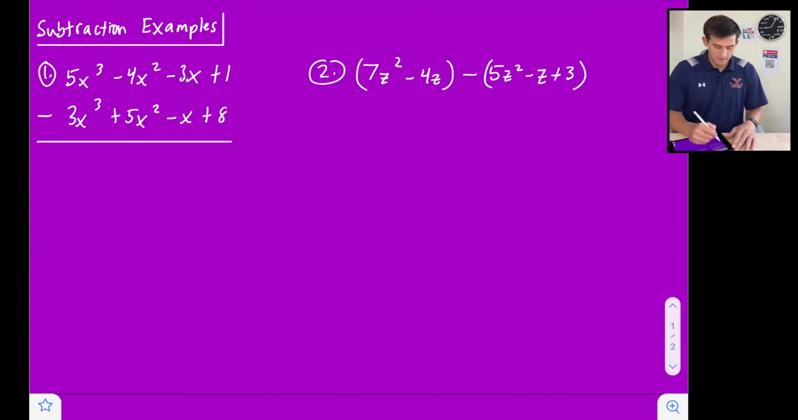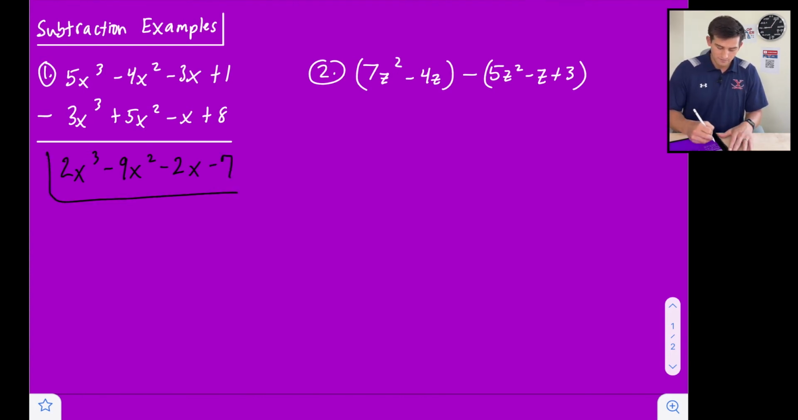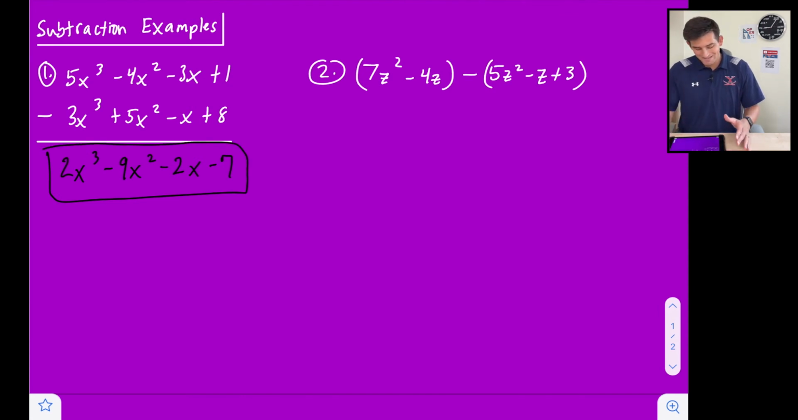5x cubed minus 3x cubed would be 2x cubed. Negative 4x squared minus 5x squared, that's negative 4 minus 5, which gives us negative 9x squared. Negative 3x minus negative x, that'd be negative 3 minus negative 1, or negative 3 plus 1, so that's going to give us a negative 2x. And lastly, 1 minus 8 gives us a negative 7. So our final polynomial there would be 2x cubed minus 9x squared minus 2x minus 7.